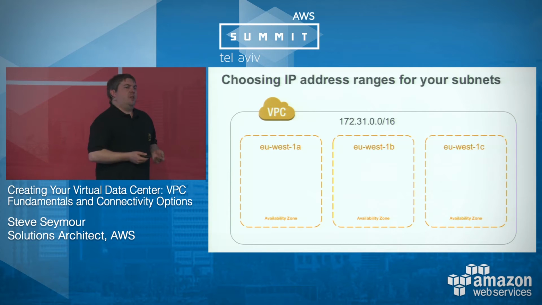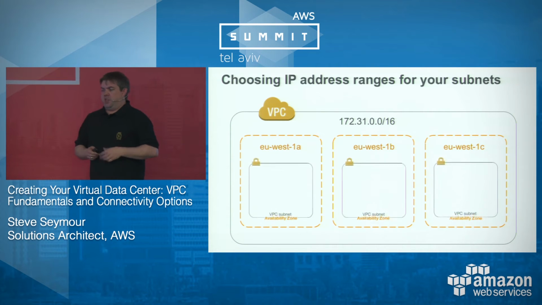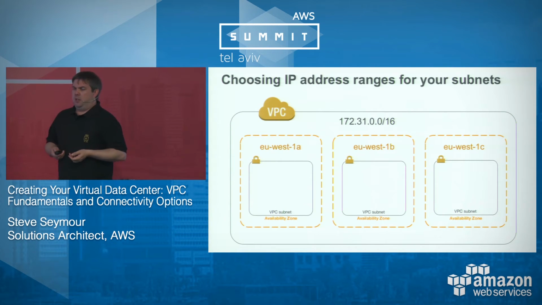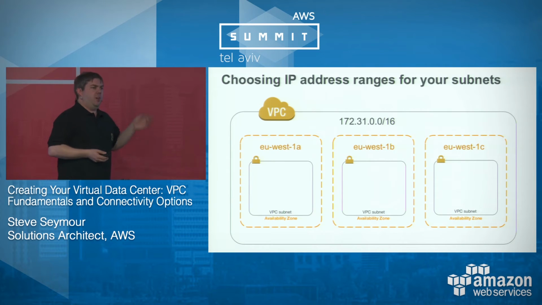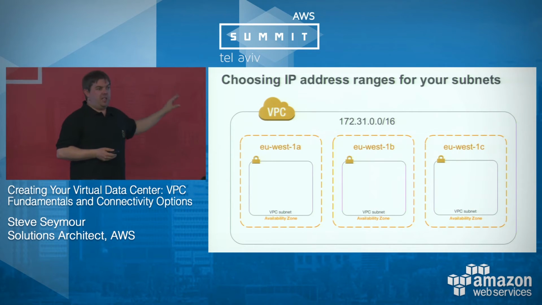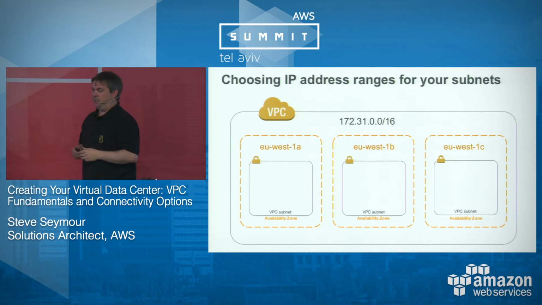And when we create our subnets, they are aligned to a particular availability zone. So you can see here 3 individual subnets. They don't span availability zones. They're within a single one. And to keep things simple, I've put a single subnet in each availability zone. You can, of course, create as many as you like, up to the amount of addresses you have available.